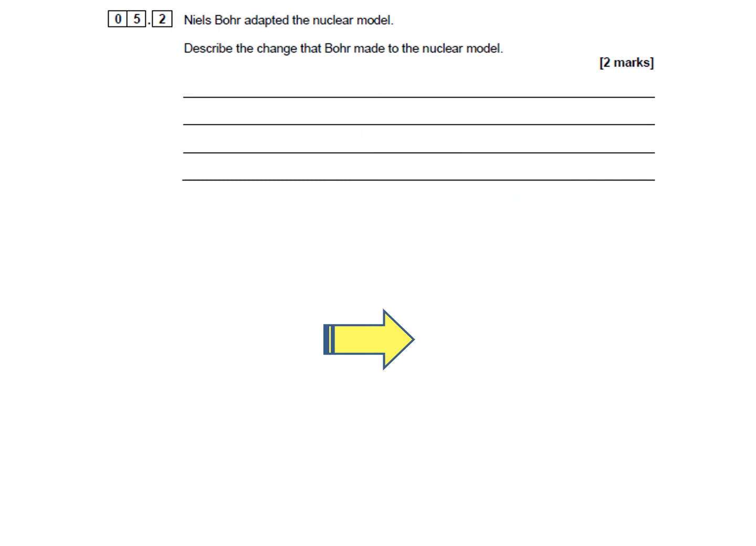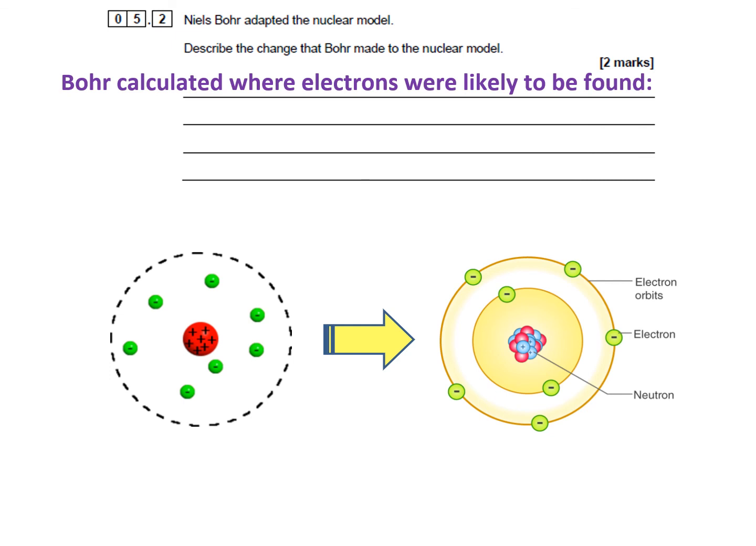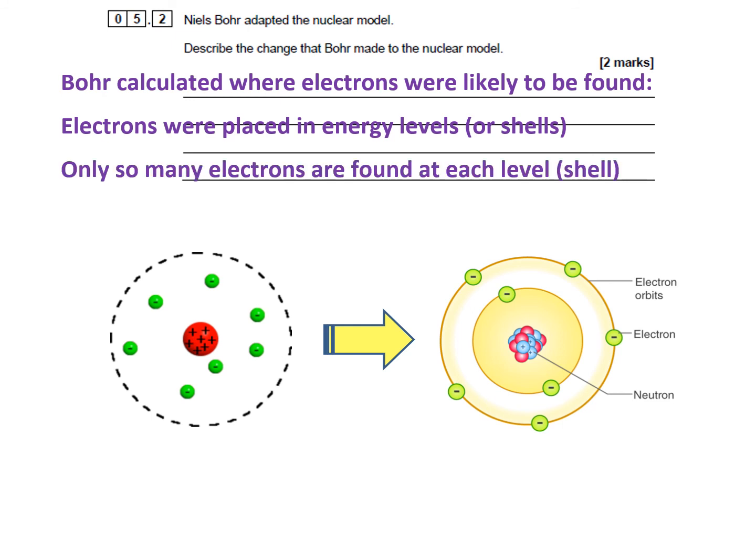Okay. So Bohr then adapted our nuclear model. What did he do to change it? As far as Bohr was concerned, we ended up producing our electron shells, or our energy levels. So he talked about working out where the electrons were found, putting them into specific energy levels around the outside part of the atom. Okay, and each of those shells is limited in terms of the number of electrons it can contain.